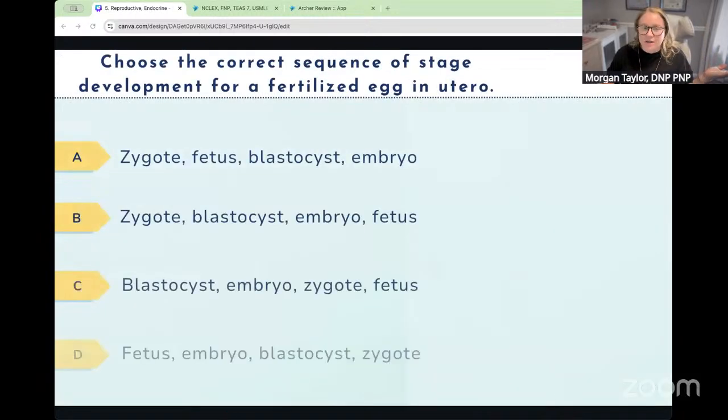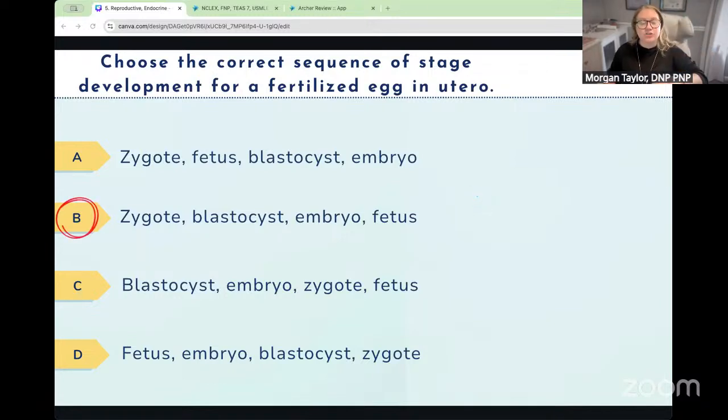So I want to check. Did you guys catch the order of that? Tell me the correct sequence for these stages of development. Tell me which letter put those in the right order. Nice. Okay. Good, good, good. I think we mostly got it.